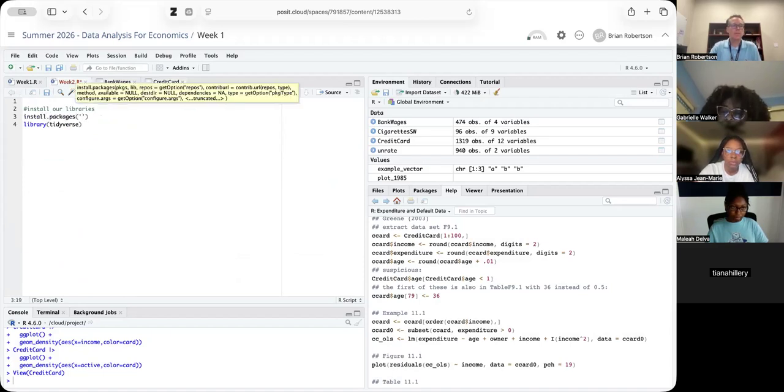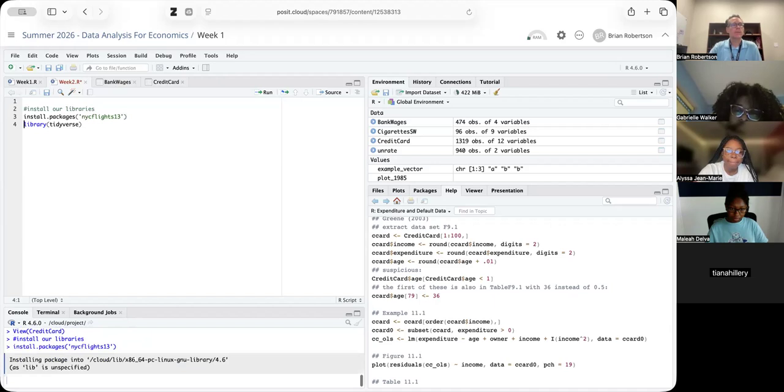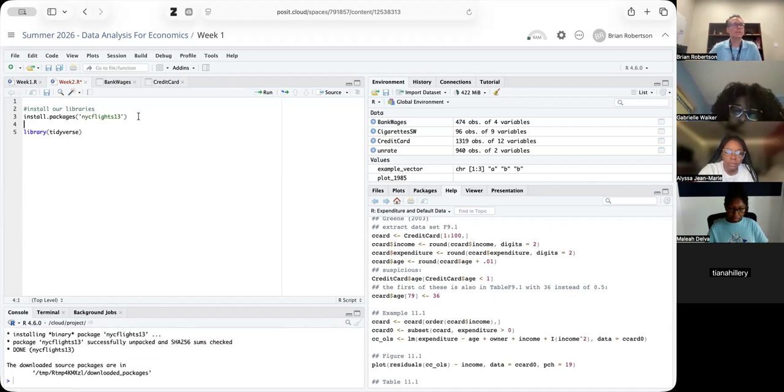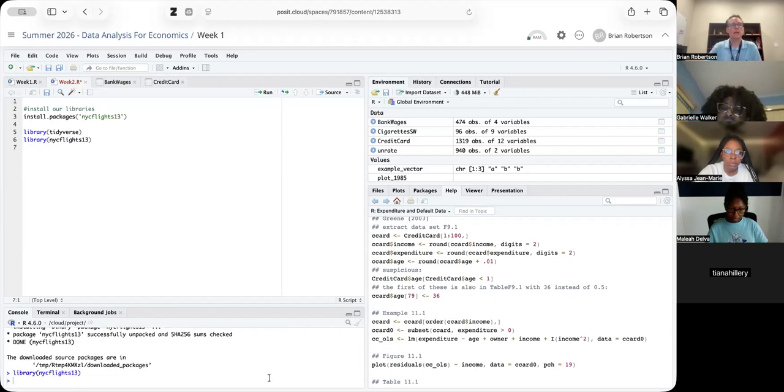So for today's class, we're going to work with a data set called NYC Flights 13. Let's go and get that installed, if you would. Oh, nice. Excellent. That was quick. And let's get that loaded in.